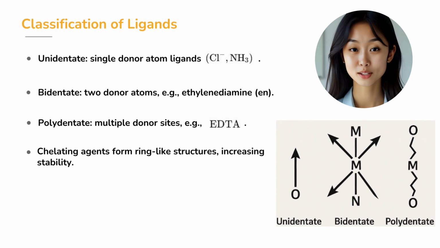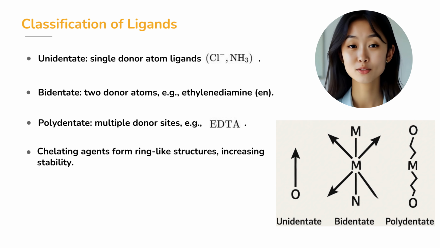Alright, let's talk about ligands, the loyal fans of the central metal. Ligands donate electron pairs, but they come in different types. First, unidentate ligands, which can only hold the metal with one hand, like chloride ion, Cl- or ammonia, NH3. Then come the bidentate ligands, holding with both hands, like ethylenediamine, also called en. And then the superheroes, polydentate ligands, which grab the metal from multiple sides. EDTA is like that overprotective friend who won't let you go. It hugs the metal from 4 different places.